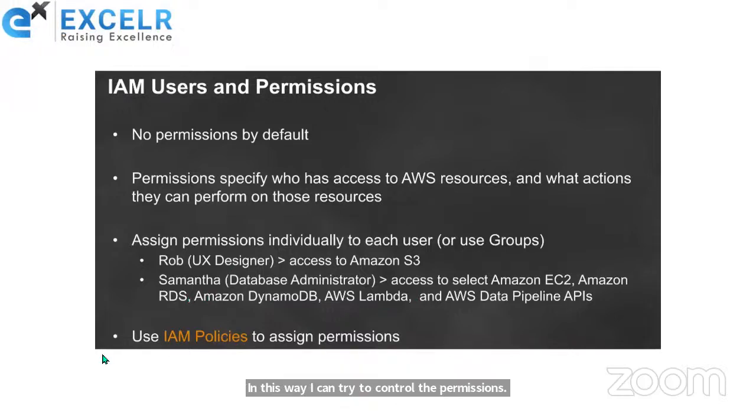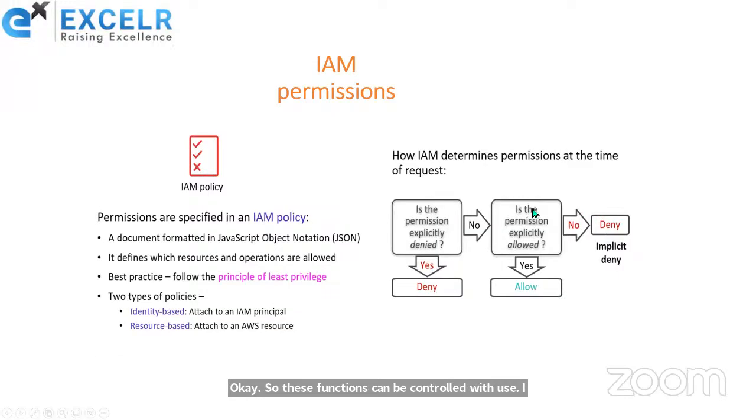Okay. So these permissions can be controlled with IAM policies. Use IAM policies to assign the permissions. All right. And what are the IAM permissions? Permissions are specified in IAM policies. How can that be specified? A document formatted in JSON, or else in the GUI format.